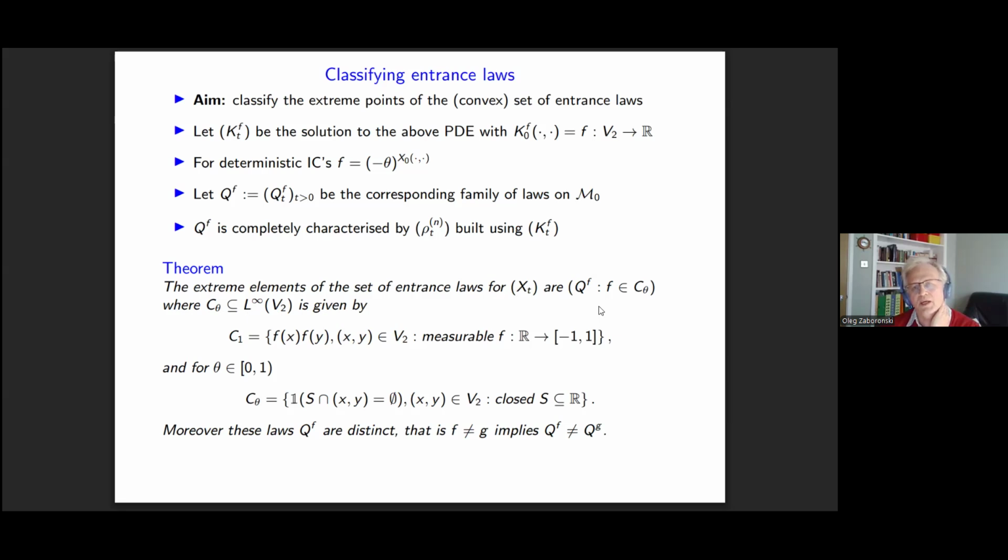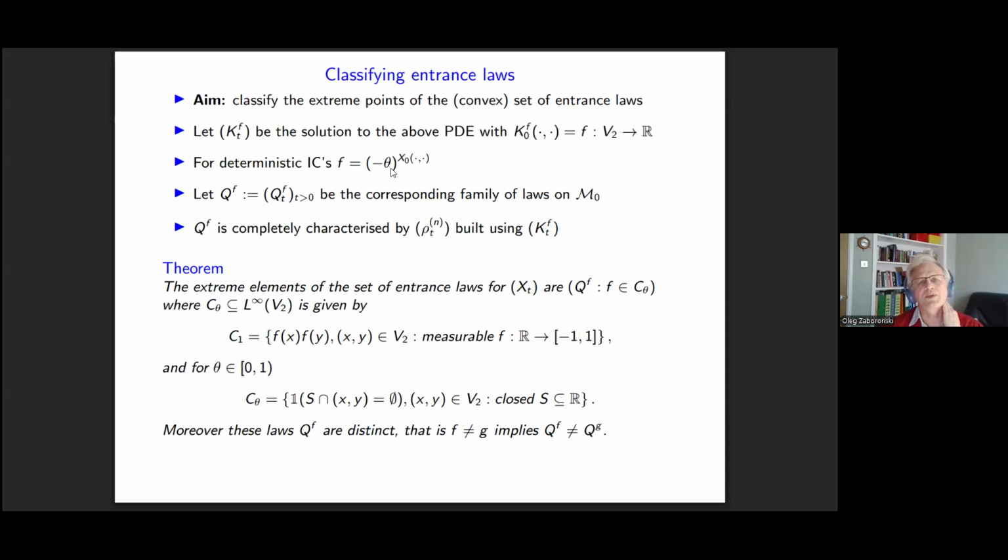So the set of classifying functions is just the product measure when theta is equal to 1. So we're dealing with the set of products of measurable functions of one variable. Here x and y are in V2, and each individual f is a map from R to [-1, 1]. Okay, so it starts reminding us of something.